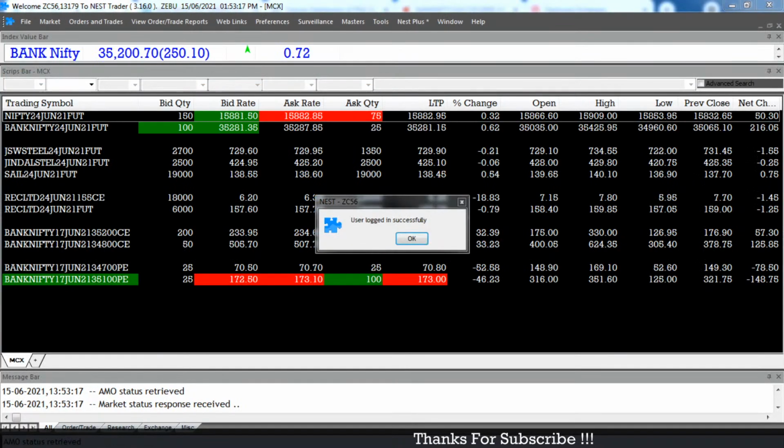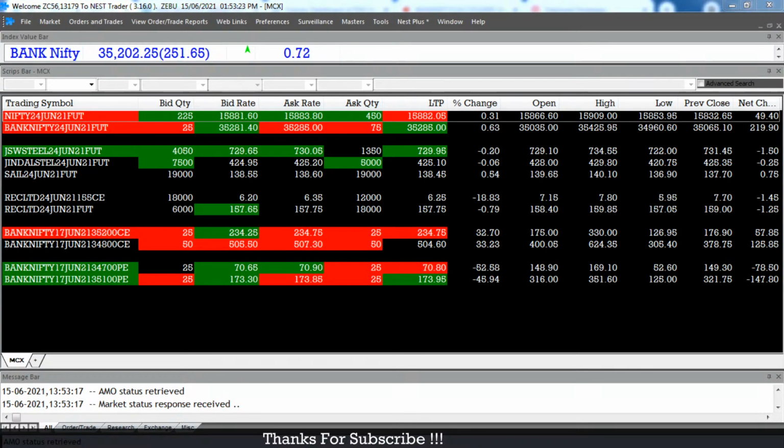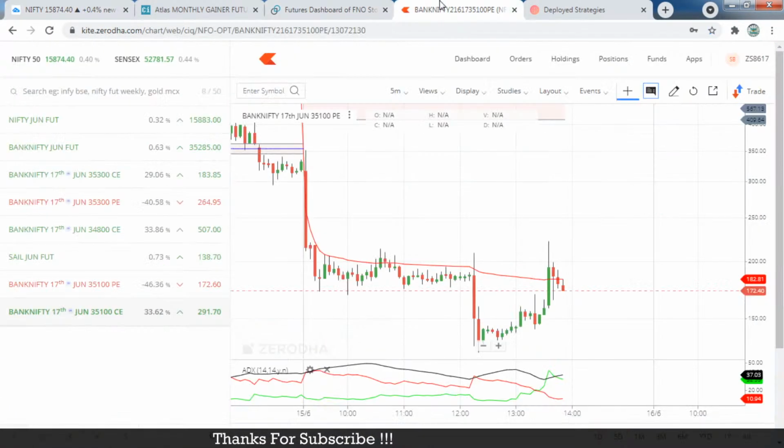Morning, we are checking the Banknifty, how we find the right options. Using the charts, we are finding the right option.